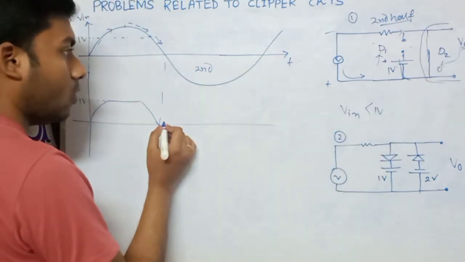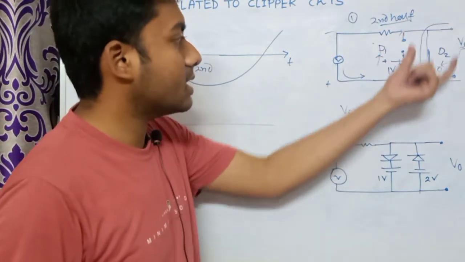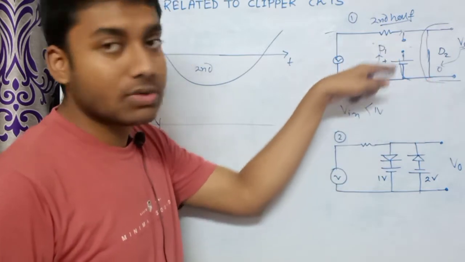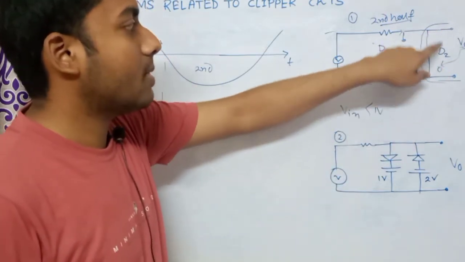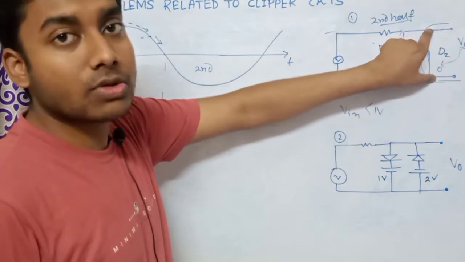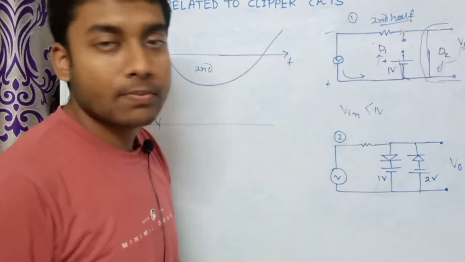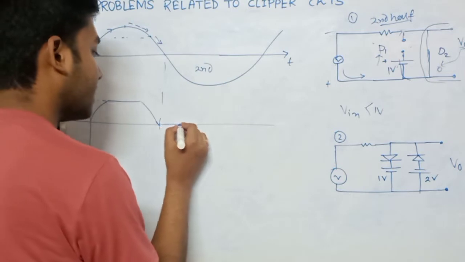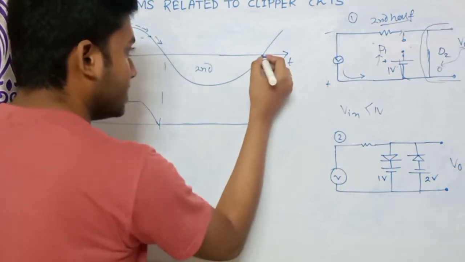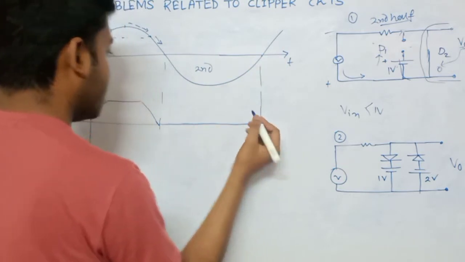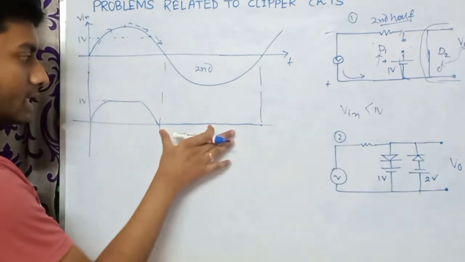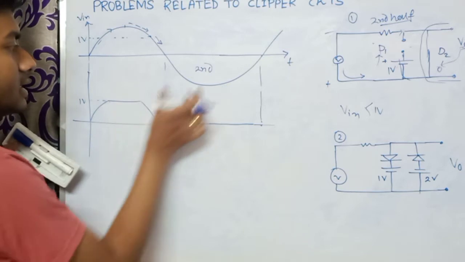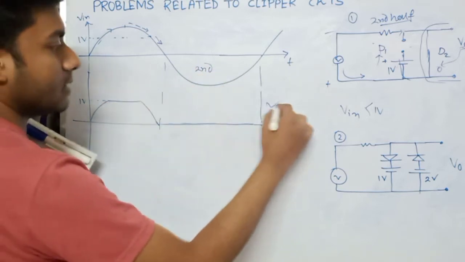Now you can understand that as this is now disconnected, V output will be just the voltage across these two terminals, and that is what? That is 0 here. So throughout the second half cycle, V output will be just equal to 0. And this thing will continue, right? This is the first half cycle, this is the second half cycle. So this is the answer.